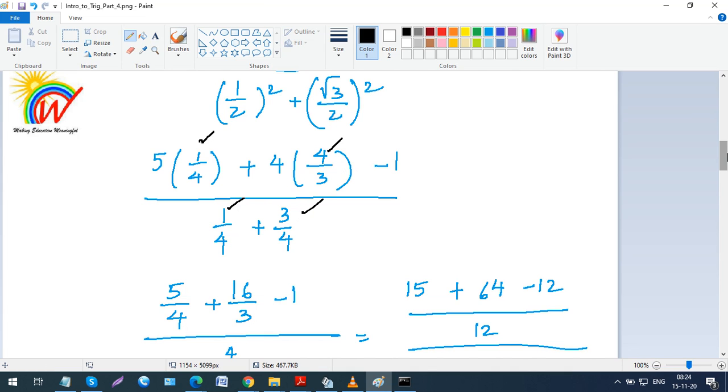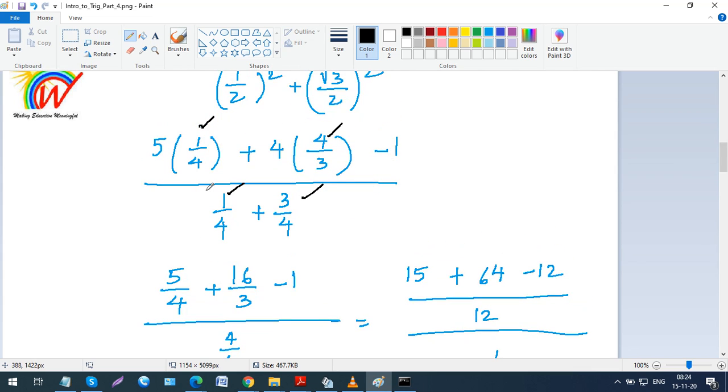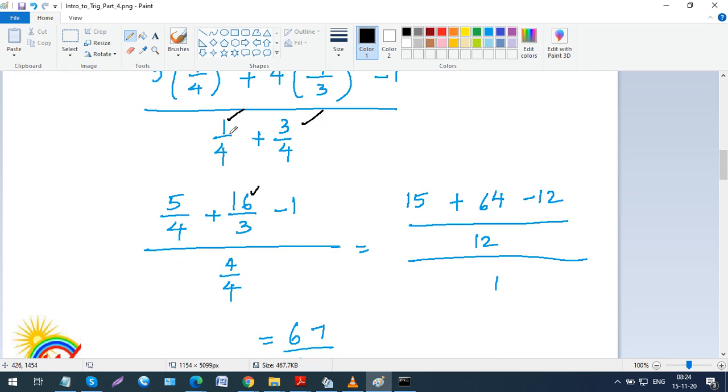Now here you actually do the multiplication. 5 into 1 is 5 by 4, 4 into 4 is 16 by 3, and minus 1, divided by 4 by 4, because the denominator 4 is the same in this case. At the bottom you simply get 1. So only the numerator part remains now.